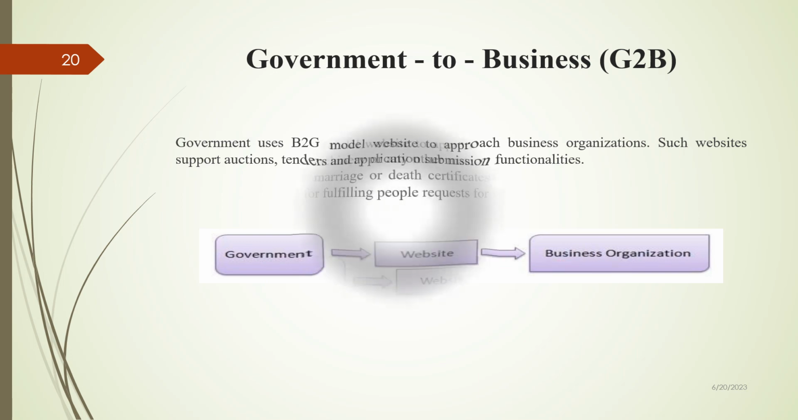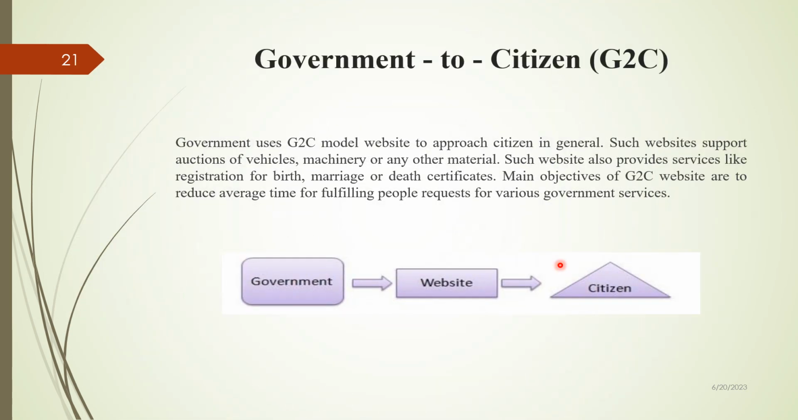Then we have the last one, government to citizen, G2C. Government is a model approach in general, such as support of auctions of vehicles, machinery and other materials. Such websites provide services like registration of births, and the main objective is to reduce time for the people. So this one is meant for the citizens of a country. The government is the one that provides services to the citizens and places the services on the website. That's the e-commerce. For example, we have Uduma, like the e-citizen platform.